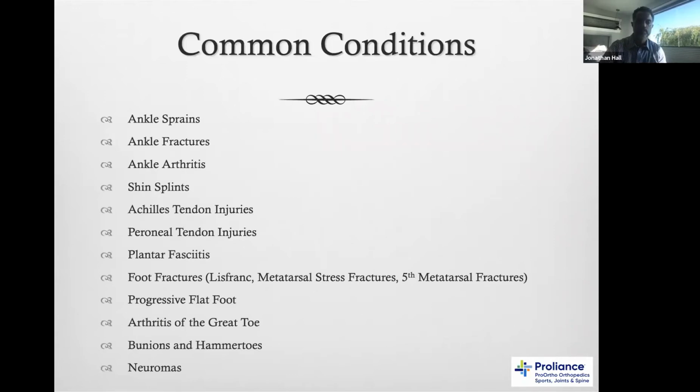That's pretty self-explanatory. Here's the list of common conditions we're going through today. Sprains and fractures and arthritis of the ankle, shin splints, Achilles tendon injuries, injuries to other tendons such as the peroneals, plantar fasciitis, different fractures of the foot, flat foot in particular, arthritis, particularly of the great toe, which is a separate topic we'll talk about a bit. Bunions and hammertoes and neuromas.